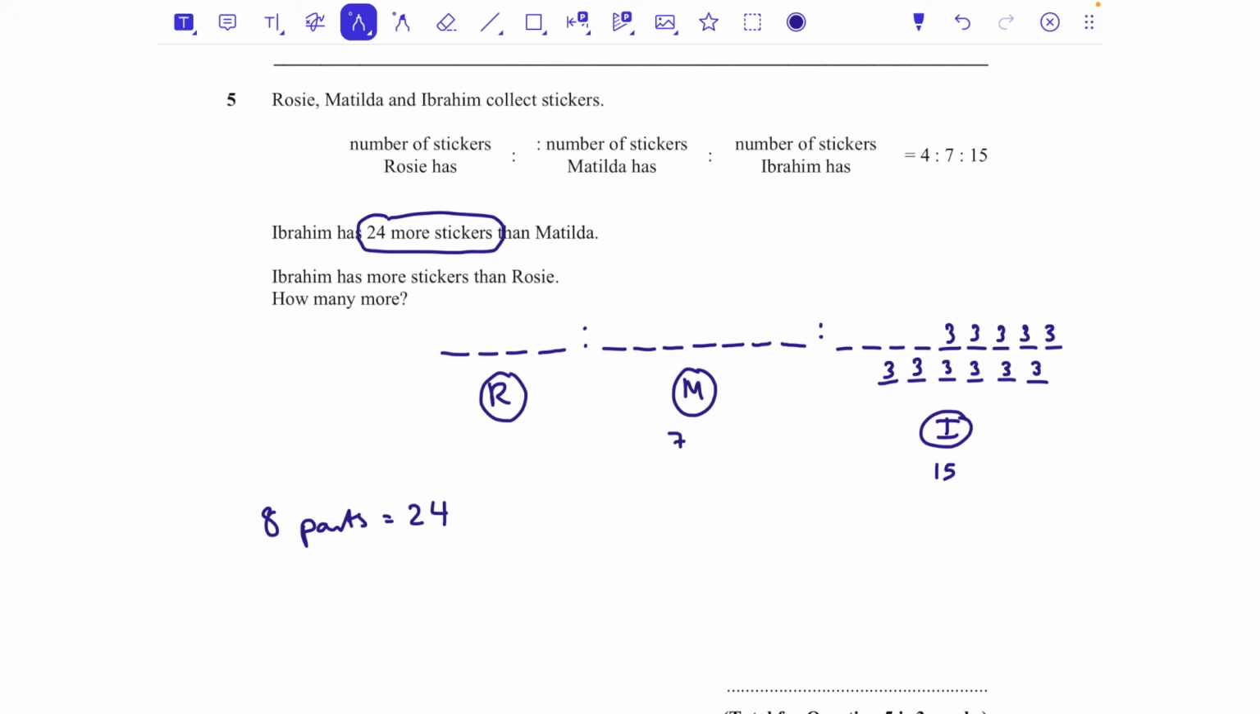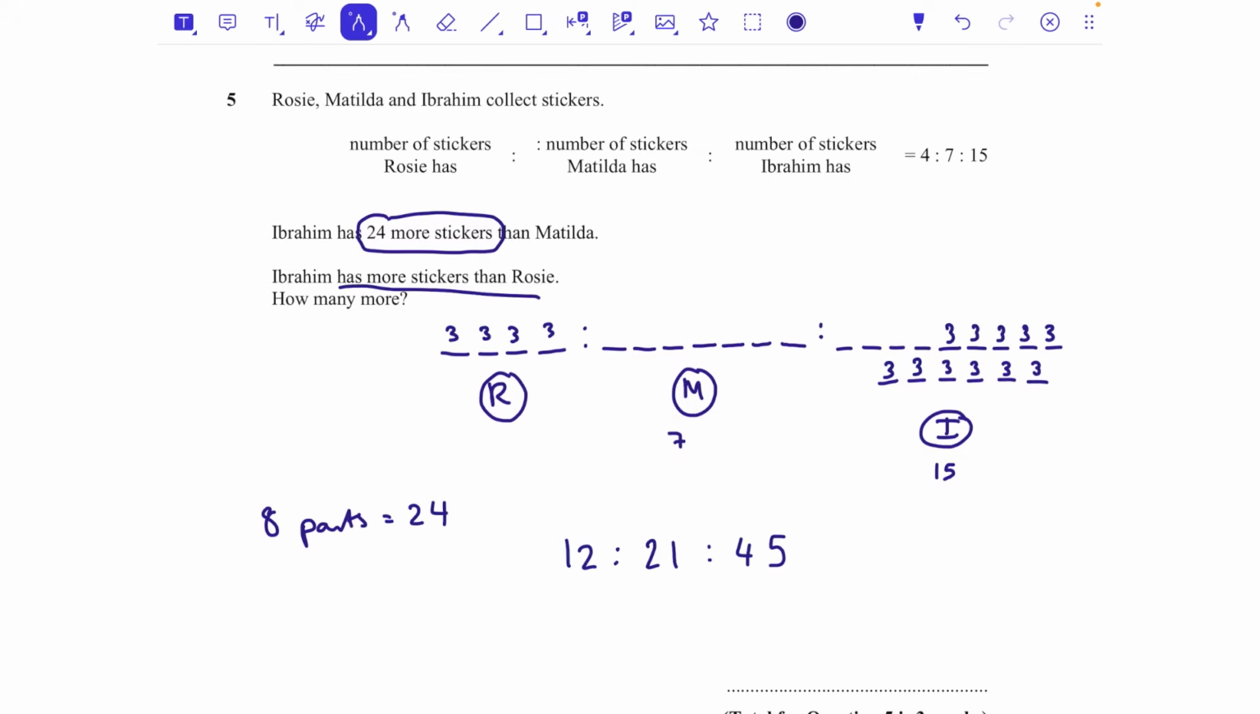And we could fill that in for all of them, but we know now how much is on each line. So I know that for Rosie, she's got 4 piles, each with 3 on them. So Rosie has 12 stickers. For Matilda, she has 7 piles, each with 3 on them. So she has 21 stickers. And Ibrahim has 15 piles, each with 3 on them. So he has 45 stickers.